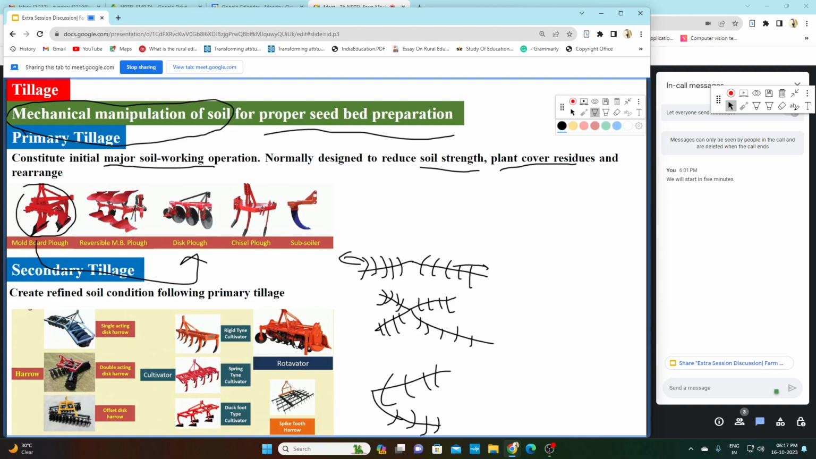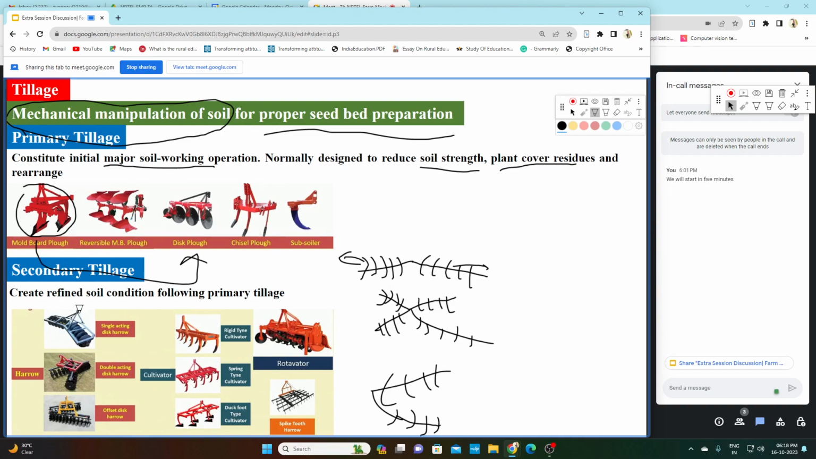Then rotavator. Rotavator again is one of the most important tillage implements. Whenever we are classifying tillage implements, we can classify them in two types: one is passive tillage implement and second is active tillage implement. Active tillage implement means the working elements or blades will take the power from the PTO. That is why it is known as active tillage implement.